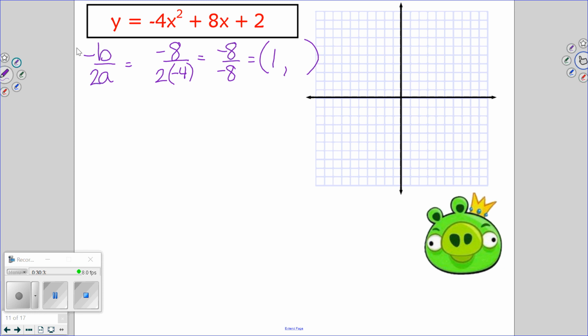How do I find the other part of the vertex? Plug that in to the original. So negative 4 times 1 squared plus 8 times 1 plus 2. Yes, it would be 6. Are there any questions on the vertex? You're right, it's going to open down. How did he know it's going to open down? It's negative. Yeah, so it's going to open down. But let's plot 1, 6.